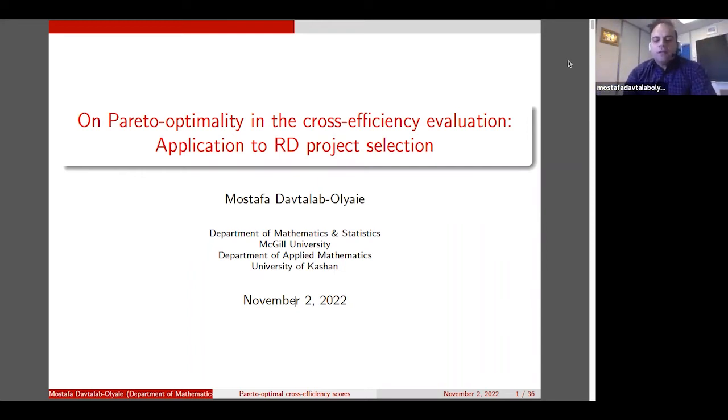This talk is about cross-efficiency evaluation method. Cross-efficiency evaluation method is one of important subject in data envelopment analysis. The content of this talk is from the joint work with my former supervisor, Professor Masoud Askarian from McGill University, which is published in European Journal of Operation Research in 2021. Cross-efficiency evaluation comprises perhaps biggest bunch of my research in recent year.